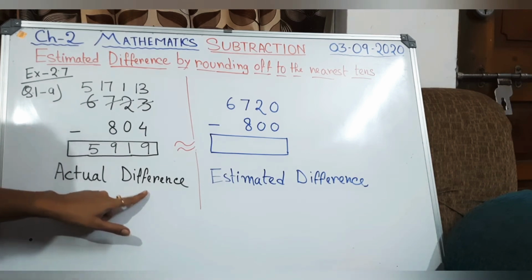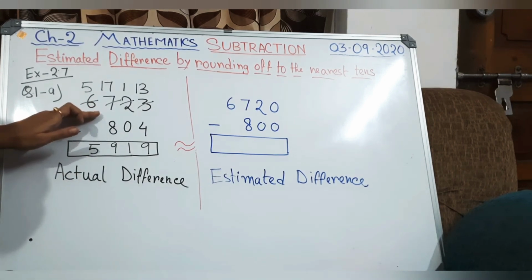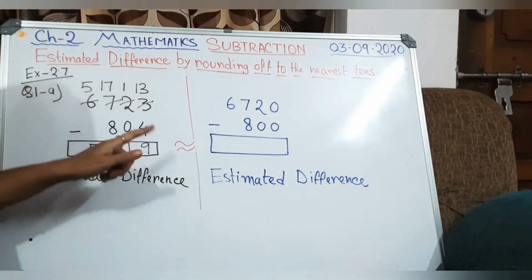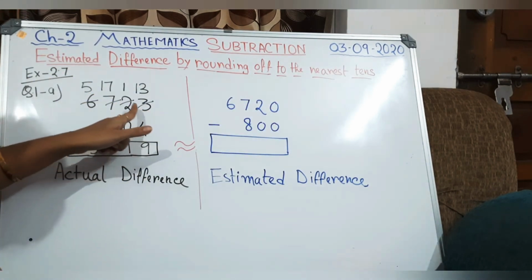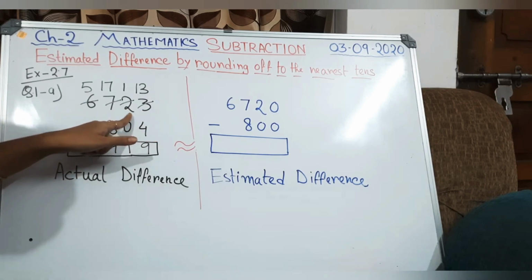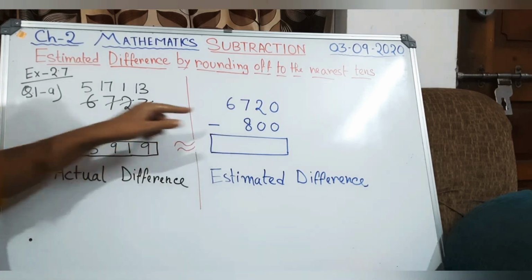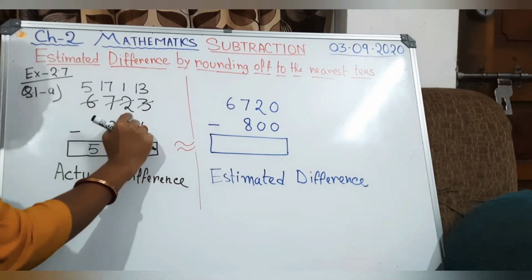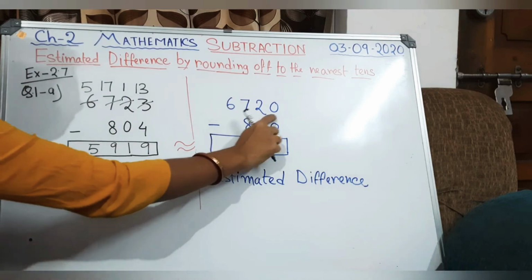Now I have to change this number. I have to round off this number to its nearest 10. Okay, so this is ones place and this is tens place. So here this 23 I need to make round off. Here I have done, that is 6723. Instead of 23 here I have written 20.